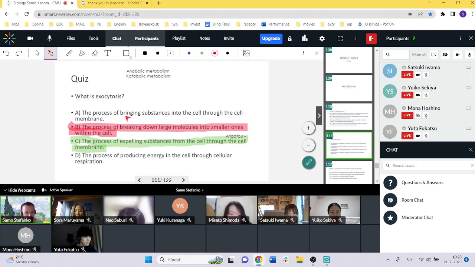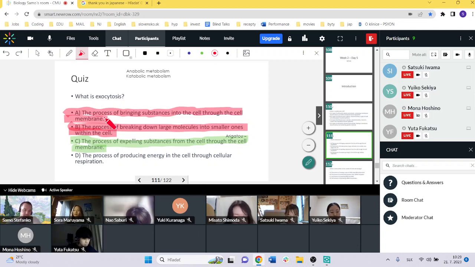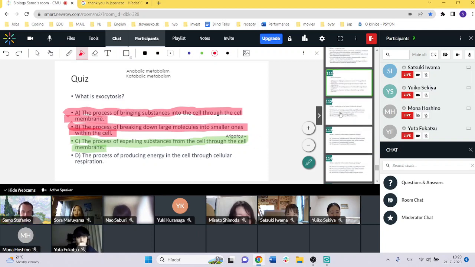What is the process described in the first option, in the A? The process of bringing substances into the cell through the cell membrane. Endocytosis. Perfect. So basically the total opposite of exocytosis. Very well. Okay, let's move further.